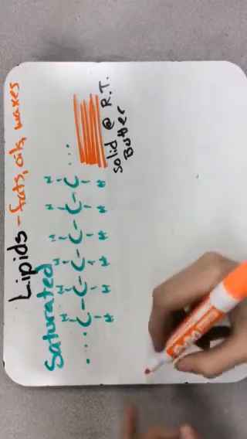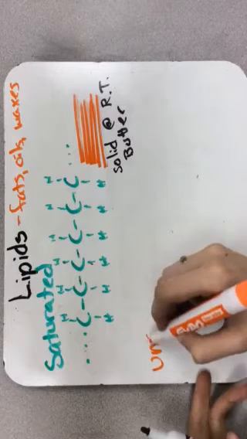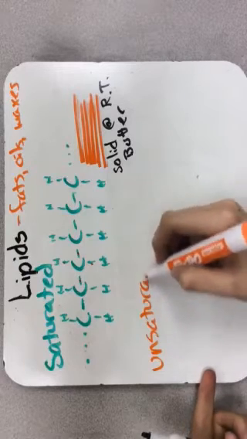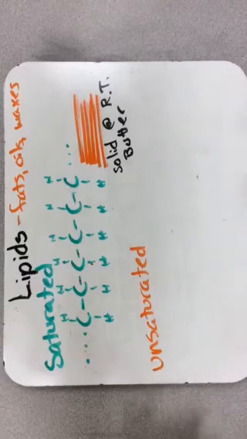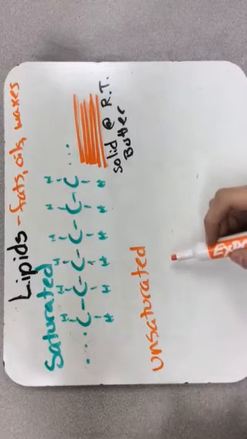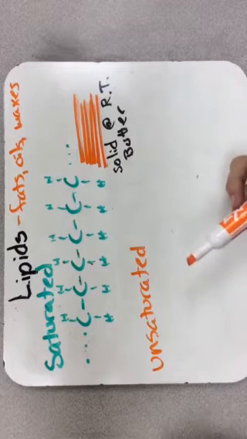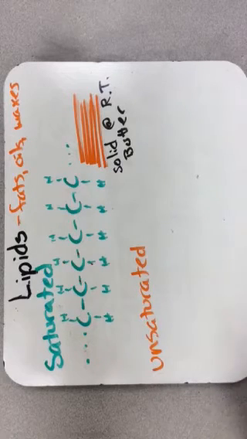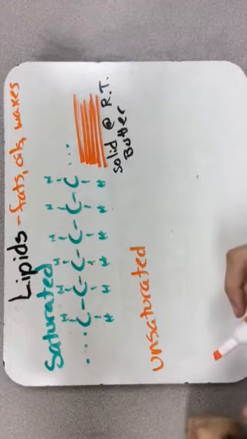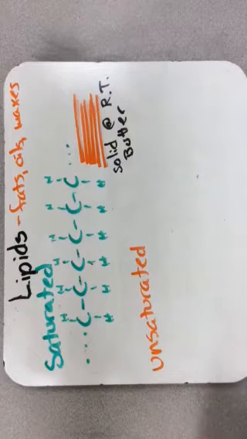The other one we'll look at is unsaturated. And there are different types of unsaturated fatty acids, but we'll look at that in just a second. Unsaturated means that there's going to be at least one carbon that does not have 4 single bonds. It still has 4 bonds, but not single bonds.